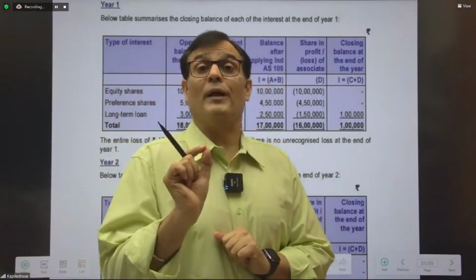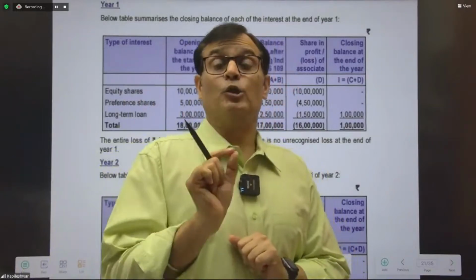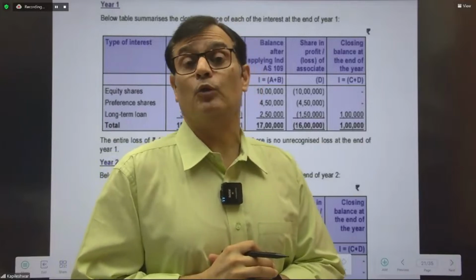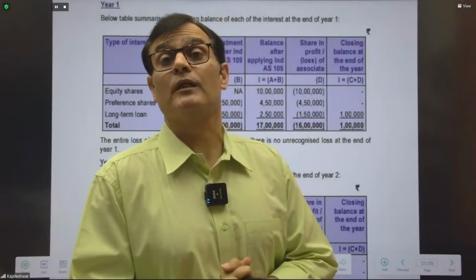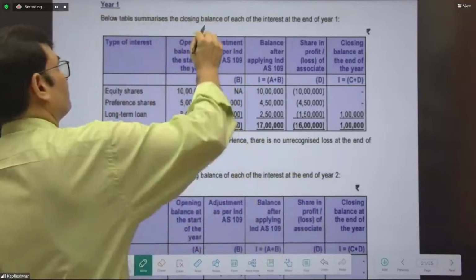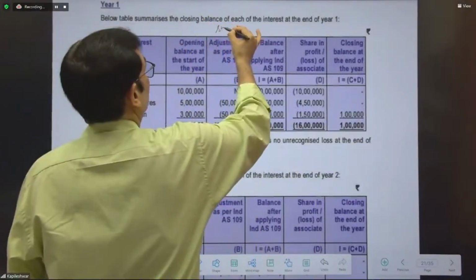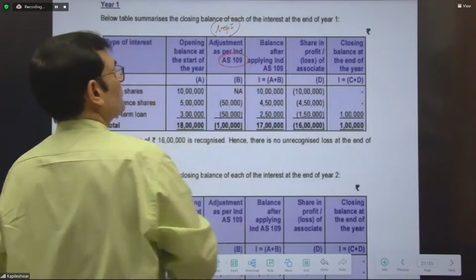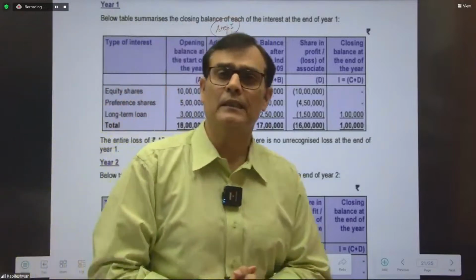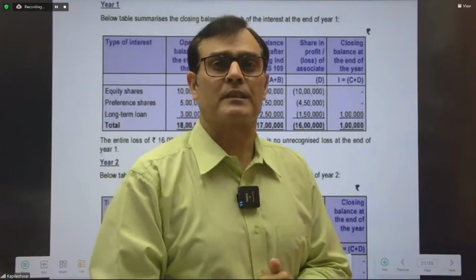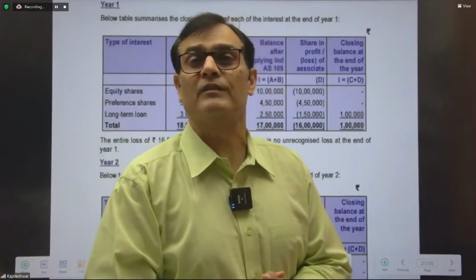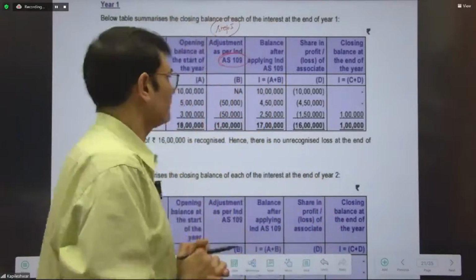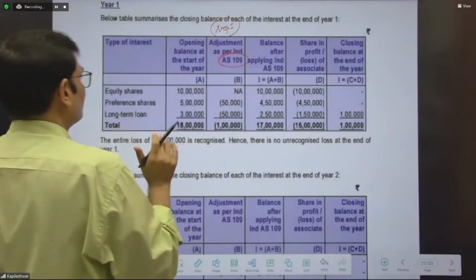Step number 1. You will first of all account for the preference and the loan based on Ind AS 109. I'm going to first of all apply Ind AS 109 to the long-term interest. I'm not talking of equity investments. I'm talking of preference and loans. So we're going to apply Ind AS 109.